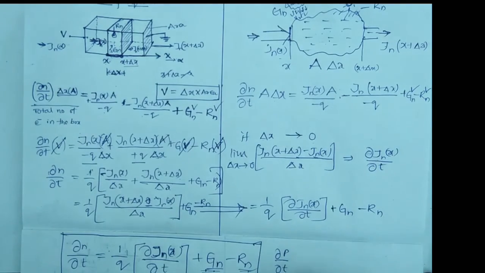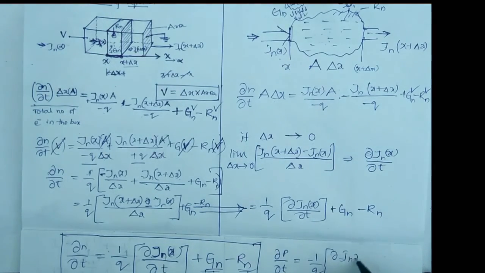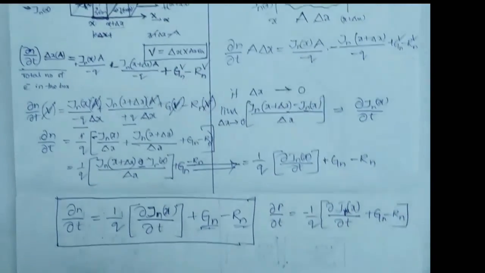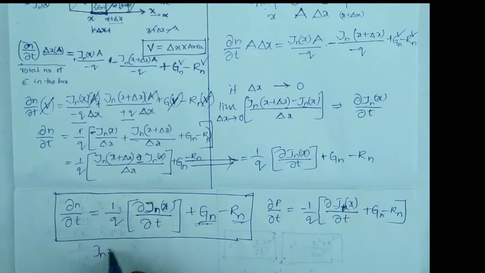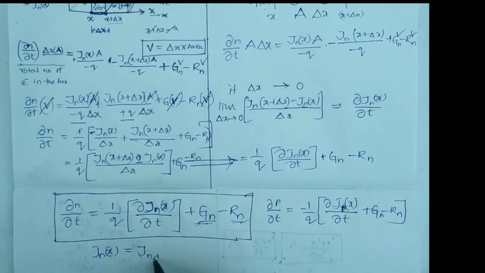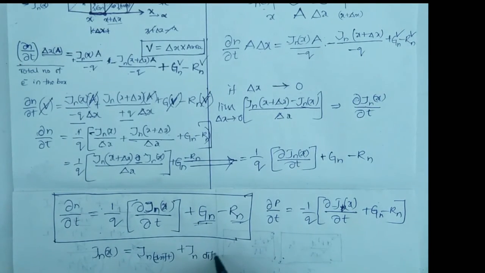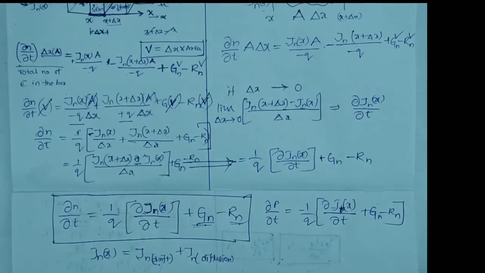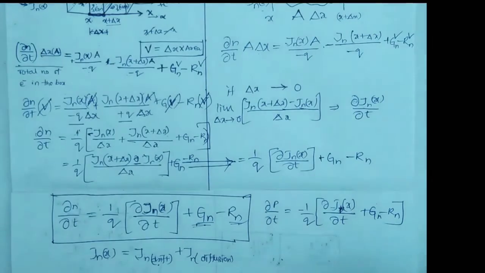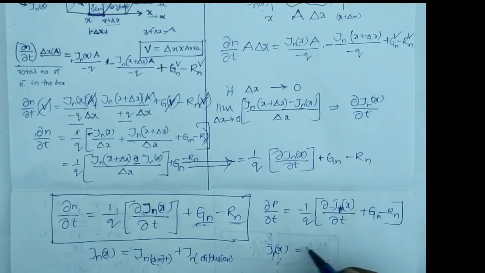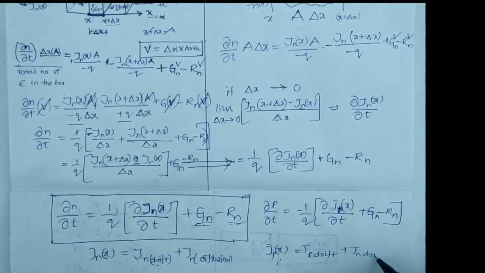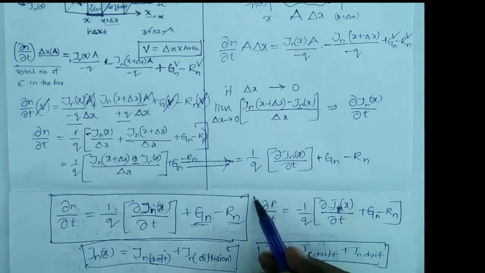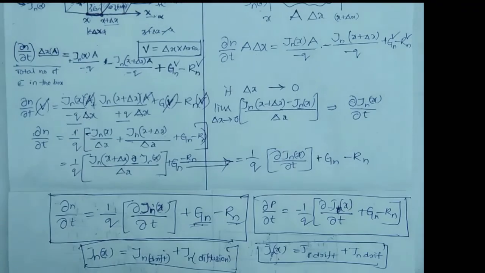So we write delta x in the denominator: dou n by dou t equal to, take minus q common, 1 by q, Jn of x by delta x plus Jn of x plus delta x by delta x plus Gn minus Rn. Taking this to this side, taking delta x common, Jn of x by delta x. If delta x tends to 0, we take the distance x as infinite.